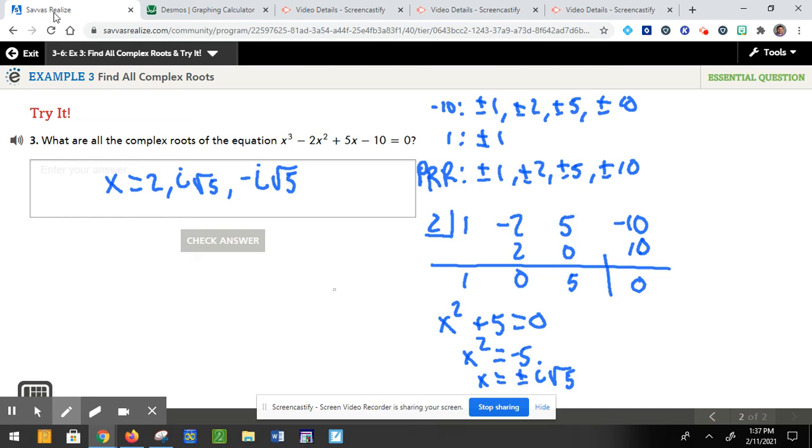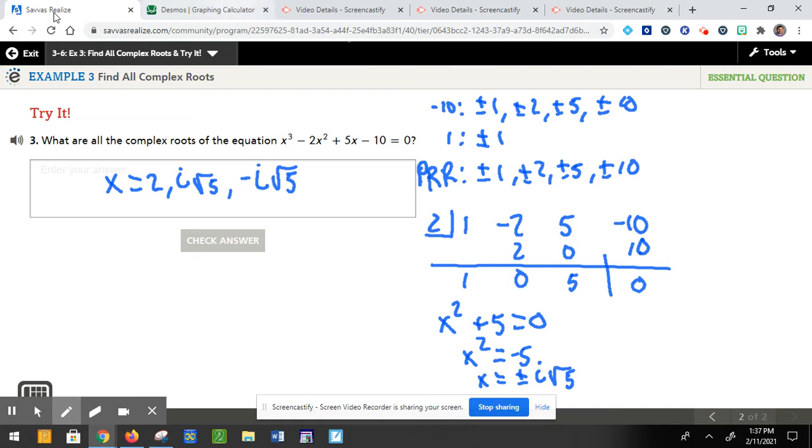So with this one, list out the factors of -10, so plus or minus 1, 2, 5, and 10. Leading coefficient's 1, so it's just plus or minus 1. That's the easiest scenario. When there is no leading coefficient, it means it's 1. So then the possible rational roots are just the factors of the constant. So 1, 2, 5, 10, plus or minus.